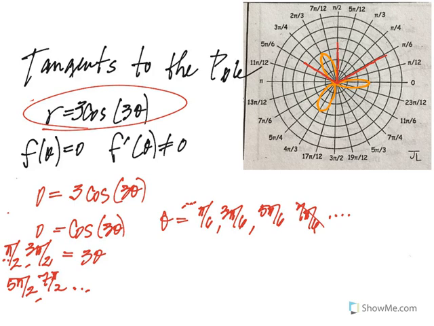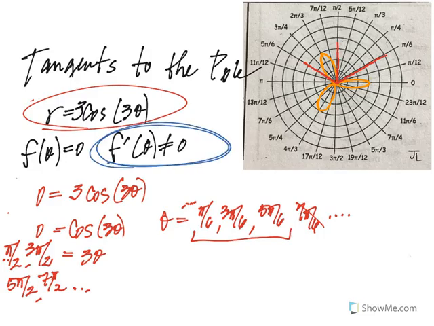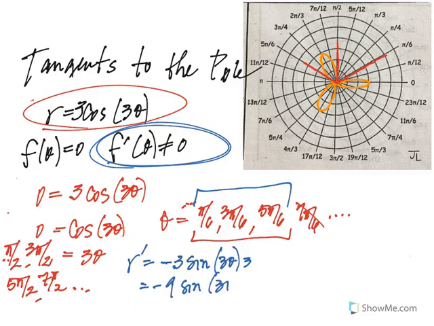And I'll just go with those 3: pi over 6, pi over 2, 5 pi over 6. Now I need to double check to make sure that this second condition holds, that f prime of theta is not equal to 0. So what I want to do is take these 3 angles here and plug them into my derivative. So my r prime is equal to negative 3 sine of 3 theta times 3, also known as negative 9 times the sine of 3 theta. And I want to evaluate each one of these at these 3 angles here.